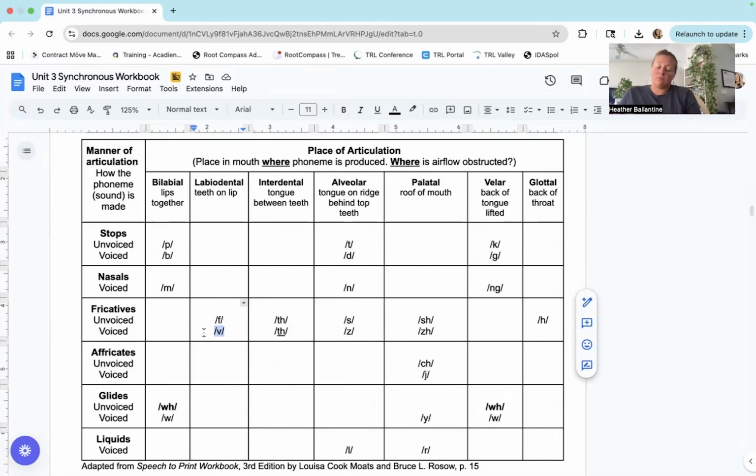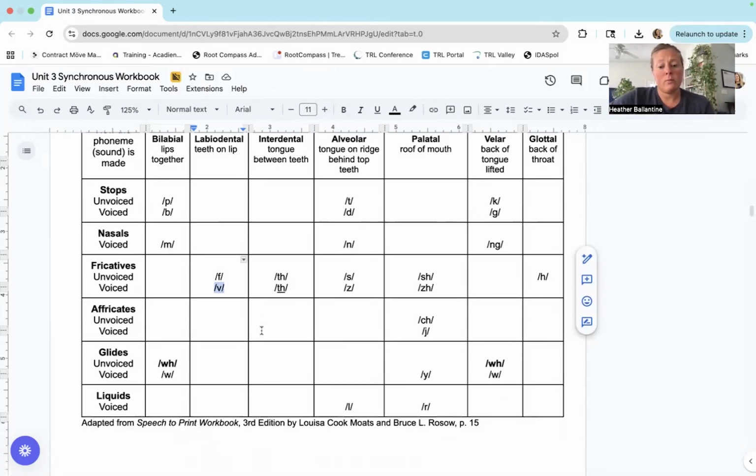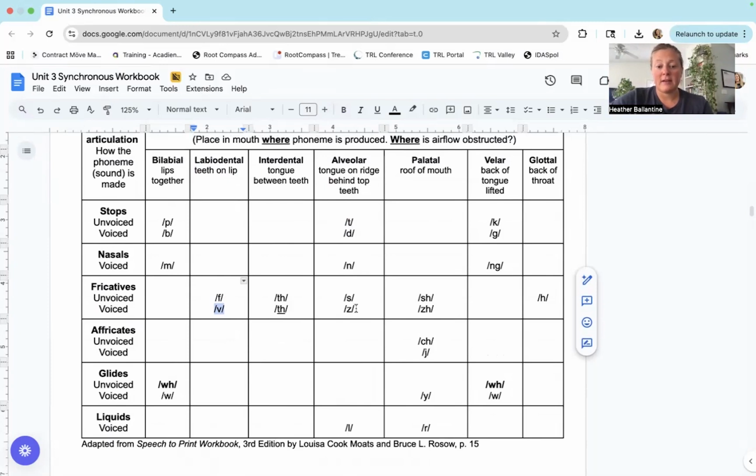What you're really doing is paying attention to the phonemes that are articulated the same, and what could cause confusion for the students. So this is a very important chart to be aware of, because these are the common confusions that you're going to see with the students.